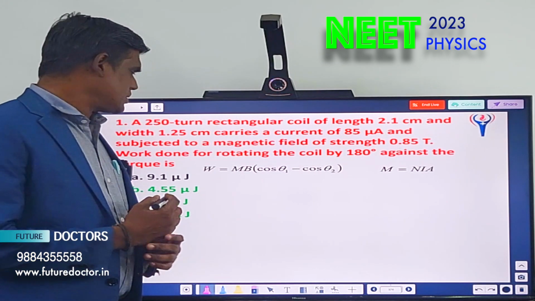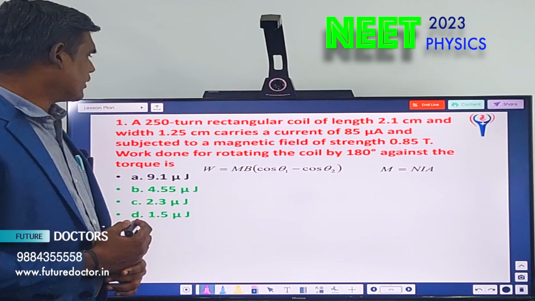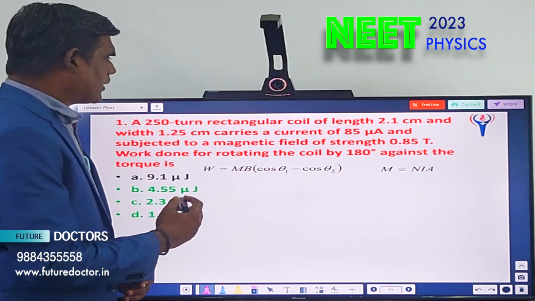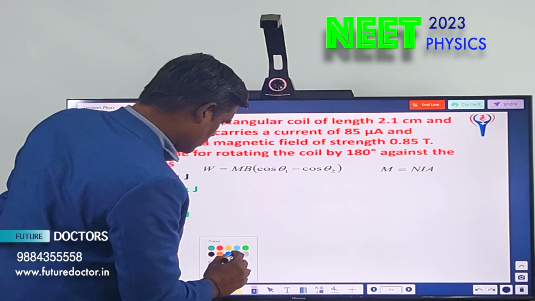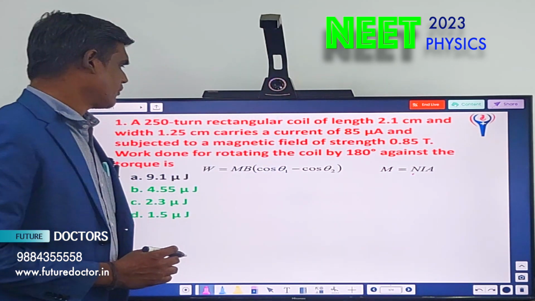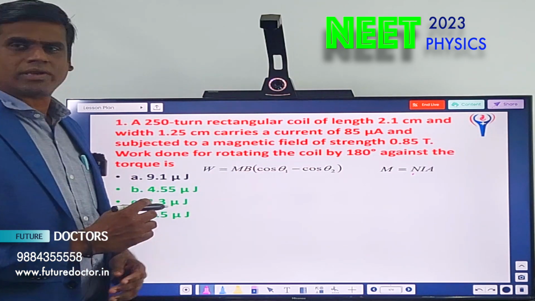The formula used is W equal to MB (cos theta 1 minus cos theta 2). Here M is the magnetic moment, and in terms of current, M equal to NIA. This is the formula. And theta 1, theta 2: the coil is rotated from 0 degree to 180 degree.